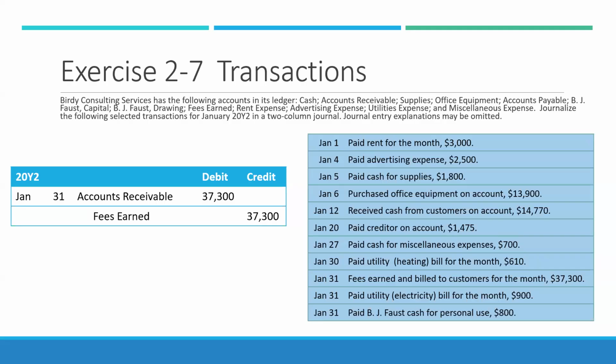What about this? Fees earned and billed to customers for the month. Guys, tell me what that means. We billed to customers for the month. Did it say fees earned and we received cash of $37,300? No. So what does this mean? They're going to pay us in the near future. They haven't paid us, but we did the service, so we record the revenue. So we debit accounts receivable because that means we're going to receive that money in the very near future. Got it?